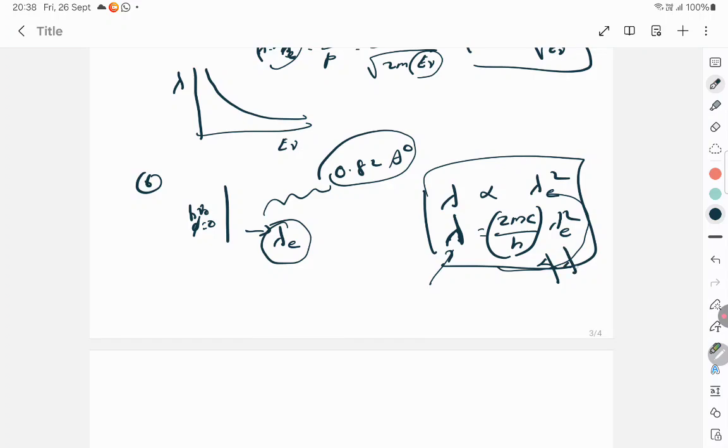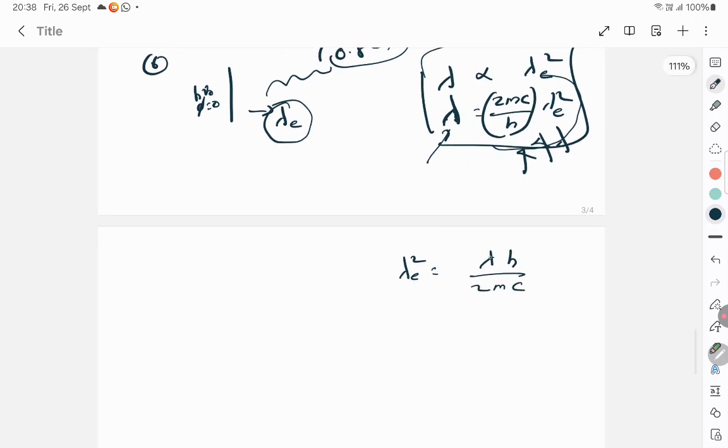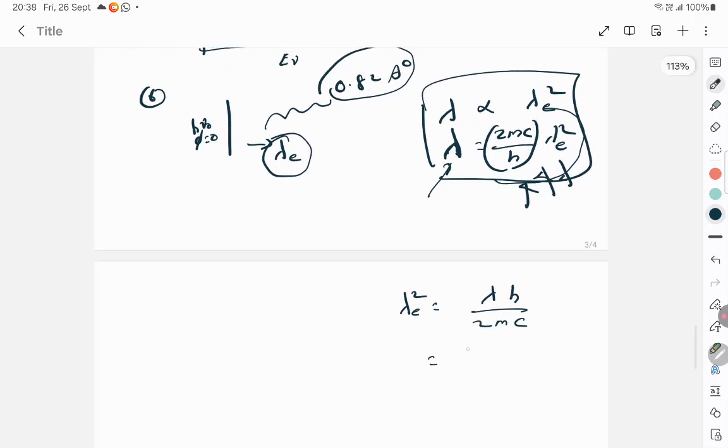The question is about lambda of the electron. So what is lambda of the electron from this? I'm not even using my brain, I'm just using this and trying to do it. If I get the answer, it's good. So lambda e square is lambda into h by 2mc. Lambda is the incident wavelength, 0.82 Armstrong, which is 0.82 into 10 to the power minus 10. Planck's constant h is 6.6 into 10 to the power minus 34, divided by 2 into m, the mass, and c.